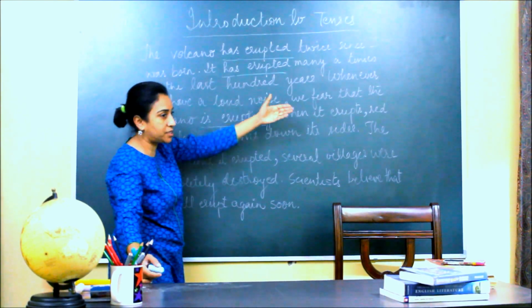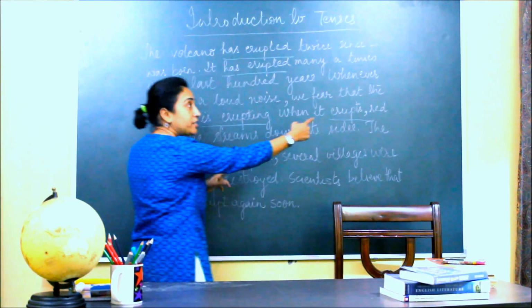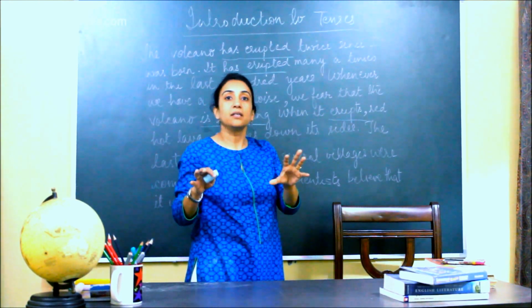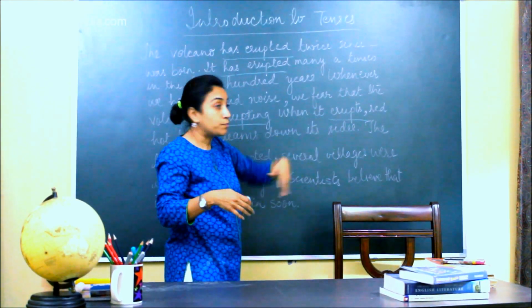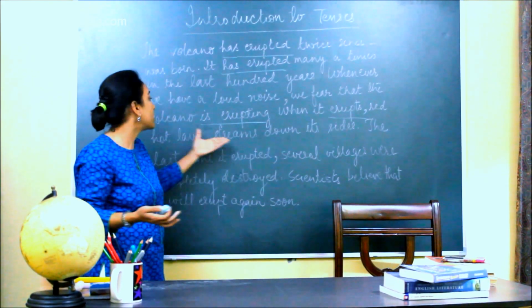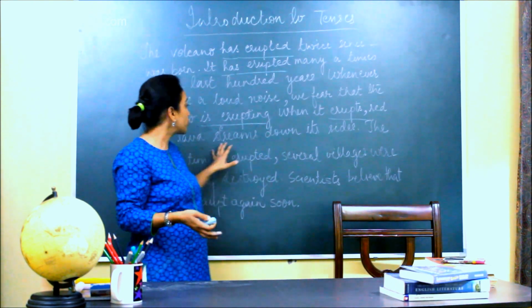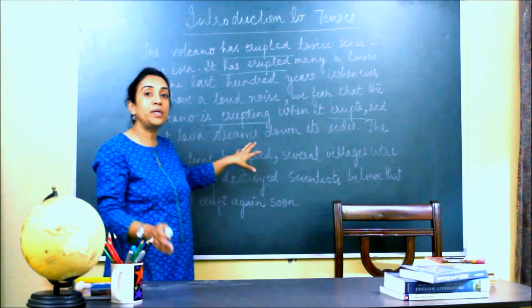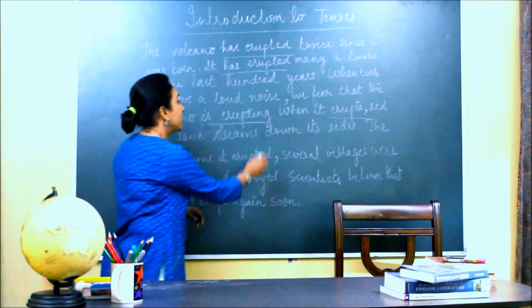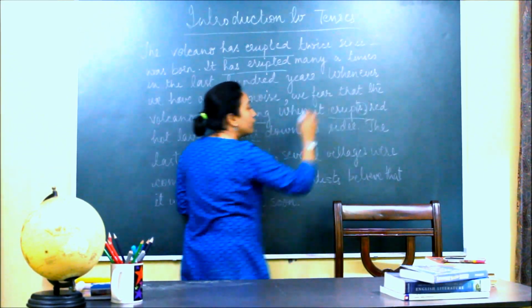When it erupts, now it is quite different. Erupted, erupting, erupts. It's present simple. He says that because it usually erupts, when it erupts, red hot lava streams down. So the entire sentence has been created in present simple, where only s is added to the verb form.